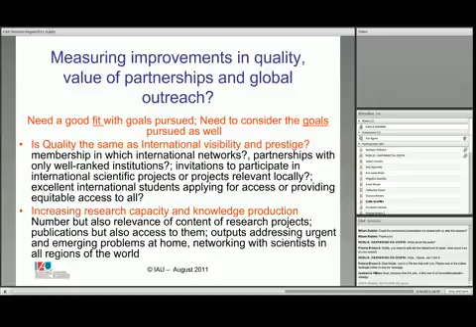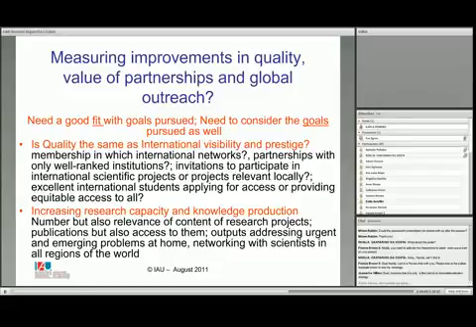So I think this is very important, and some of the things that we should be looking at are, for example, is quality the same as international visibility and prestige? Because it may mean that we skew our international networking in a particular way, and that may not necessarily be of the most academic or social value. So partnership with only well-ranked institutions may not be suitable for every institution, nor for every goal that we're pursuing.